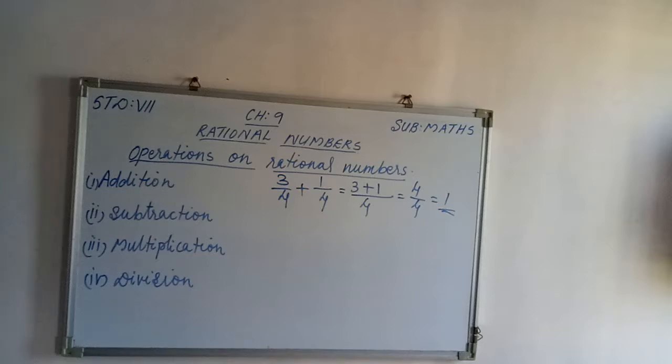Two rational numbers with different denominators are added by first taking the LCM of the two denominators and then converting both the rational numbers to their equivalent forms, having the LCM as the denominator. That means if you want to add two rational numbers with different denominators, first what you have to do is take the LCM of the denominators and keep the denominators same. Then we can add the numerators.